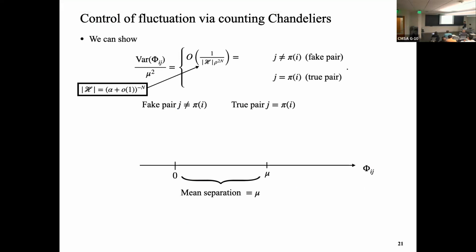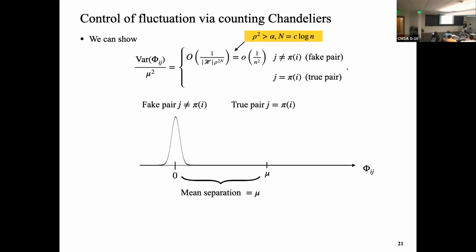In the end, what we were able to show, and I'll explain very briefly later why this structure is beneficial, is the following. So the variance over the first moment squared does have this behavior that we wanted. And then once we choose rho to be bigger than root alpha, so that this grows exponentially in n, and then upon choosing n to be log n, right, log number of vertices, we can make this little o of 1 over n squared. So essentially, we can ensure that the number of mismatches happens with probability going to zero just by applying a naive union bound over n pairs. And then for true matches, this quantity is only controlled at some little o of one. So that's why we are only able to conclude we can match all but a vanishing fraction of vertices.